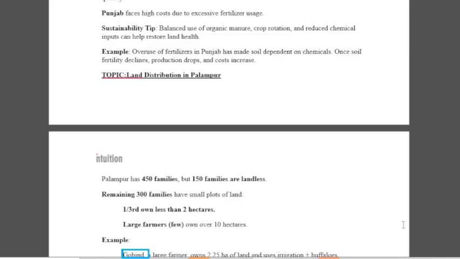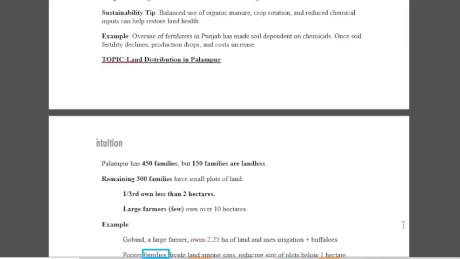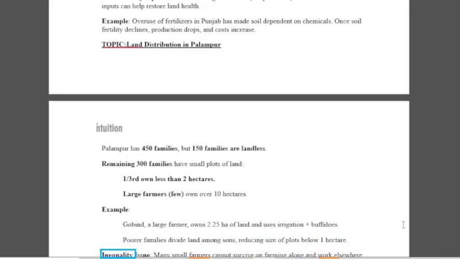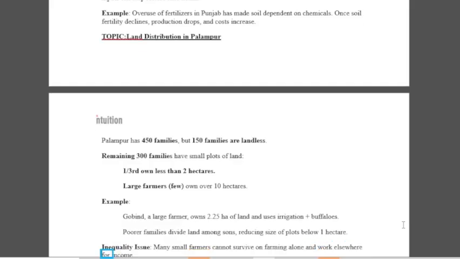Example: Gobind, a large farmer, owns 2.25 ha of land and uses irrigation plus buffaloes. Poorer families divide land among sons, reducing the size of plots below 1 hectare. Inequality issue: many small farmers cannot survive on farming alone and work elsewhere for income.